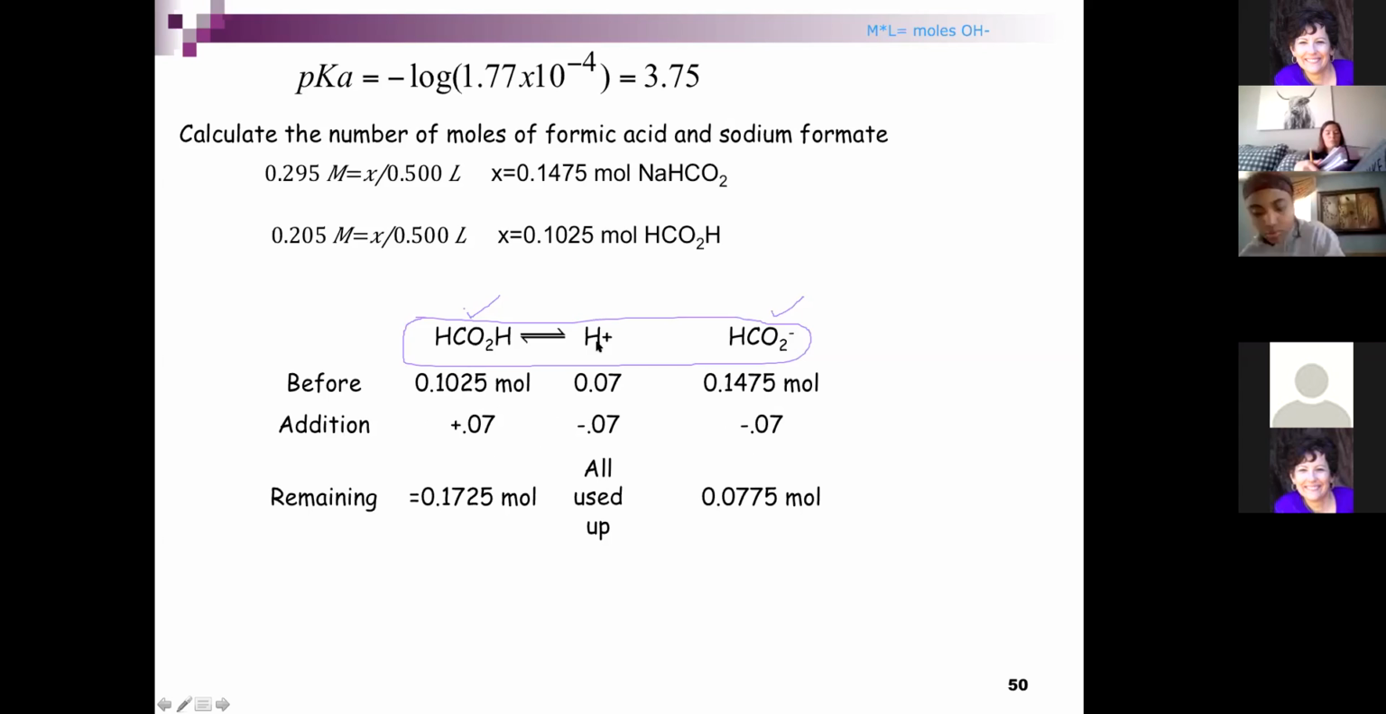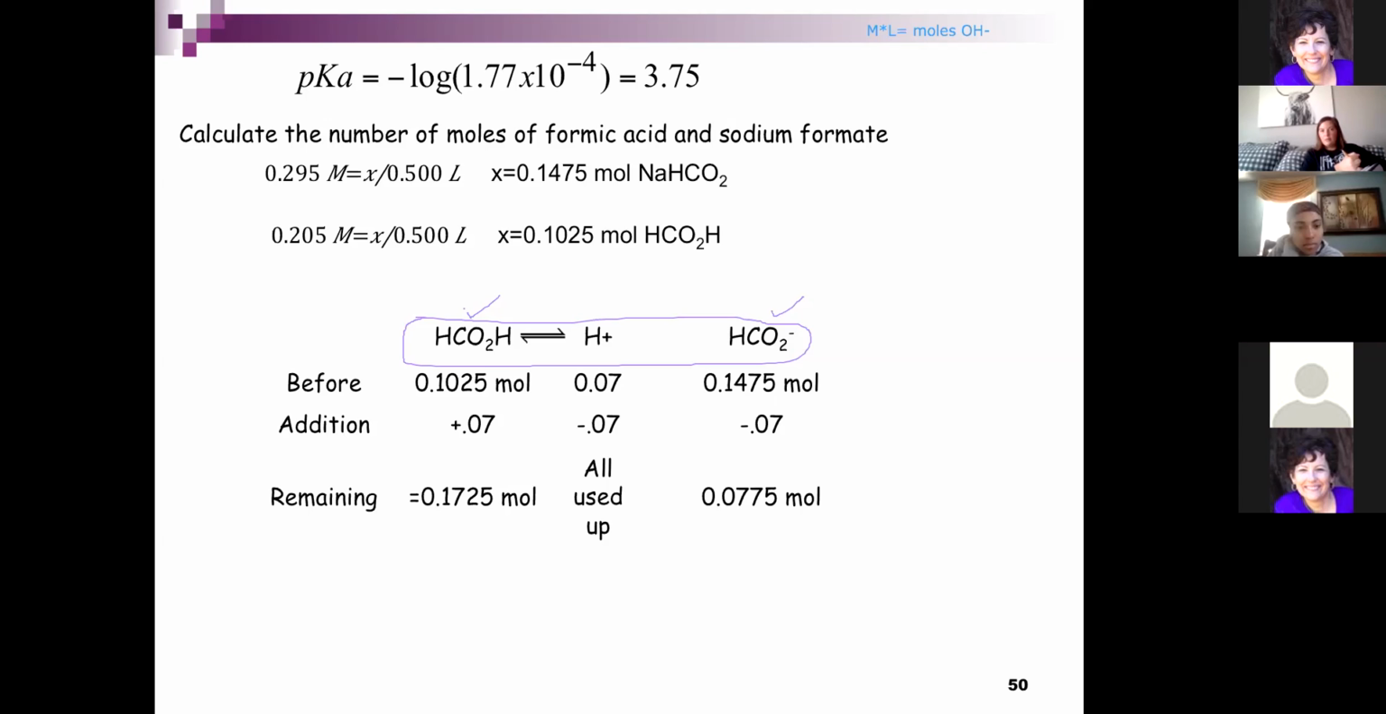So you want to make sure that you write this equation to reflect whether your buffer is going to be in the presence of an acid or a base. In this case, it's in the presence of an acid. So my HCl is going to react with the acetate ion. Is that completely clear?